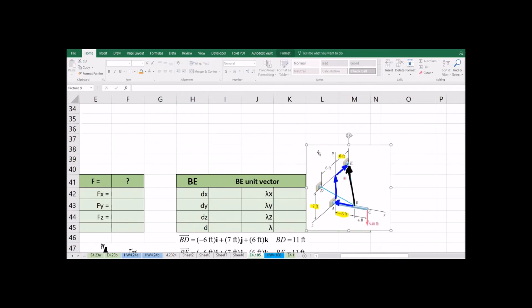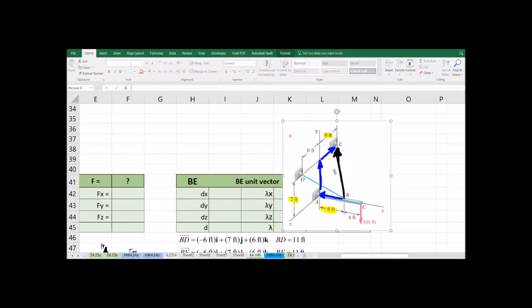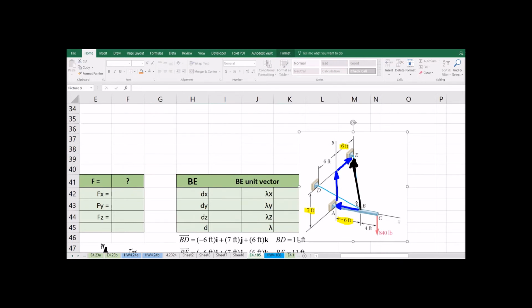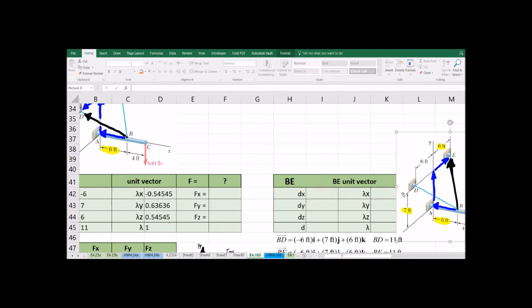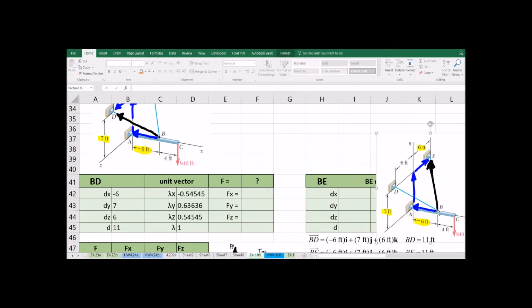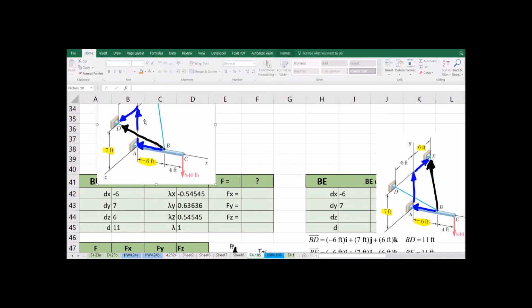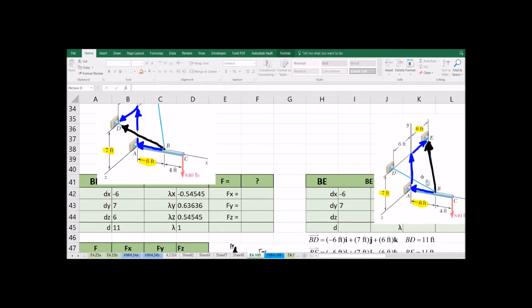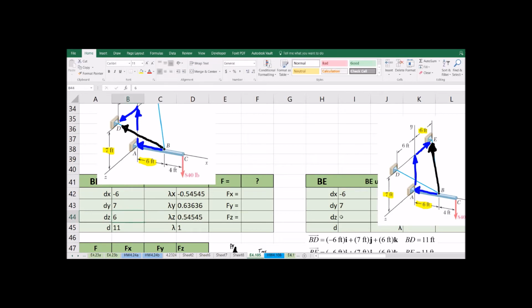So here we go. We've got cable from B to E, and I'm seeing some similarities here. So we're going back the same distance in both of these cases. So dx is -6 for both of them. Both of them come up to the same height, so we have +7 for both of them. And it looks like the only difference between these two cables is what's happening in the z direction. One is forward, the other one is negative.